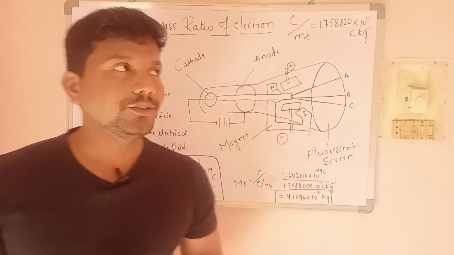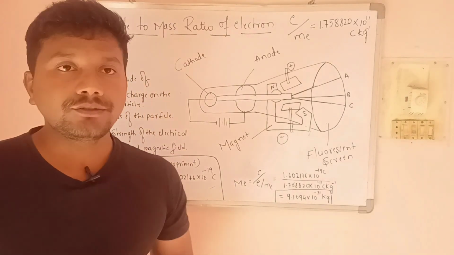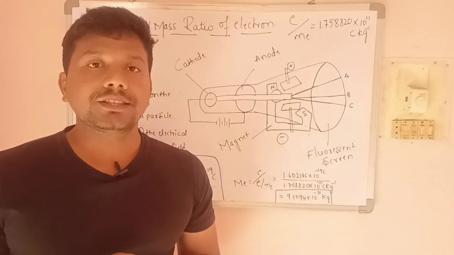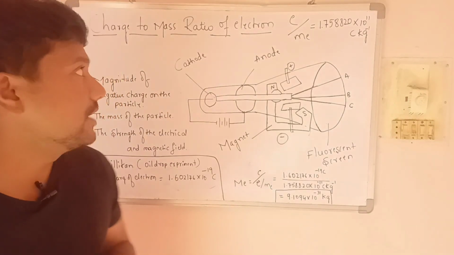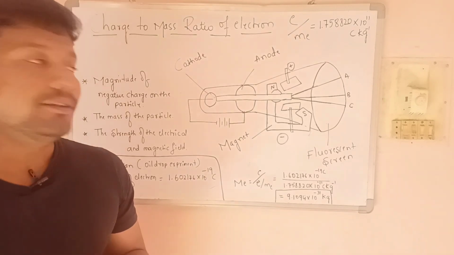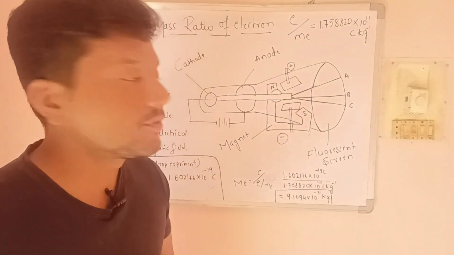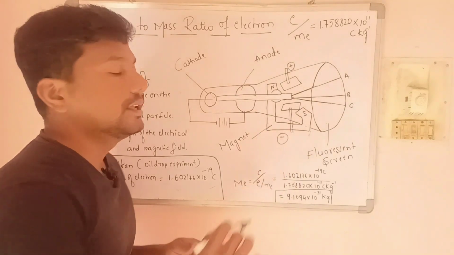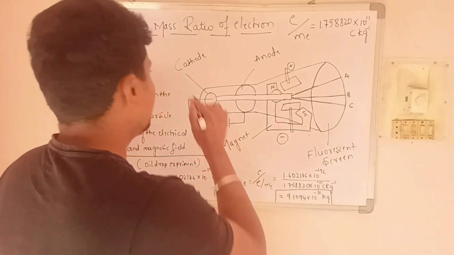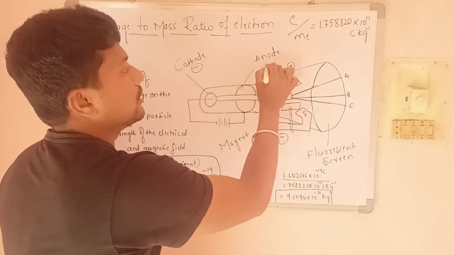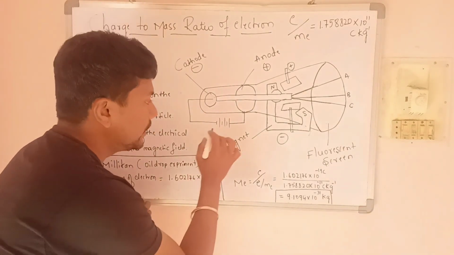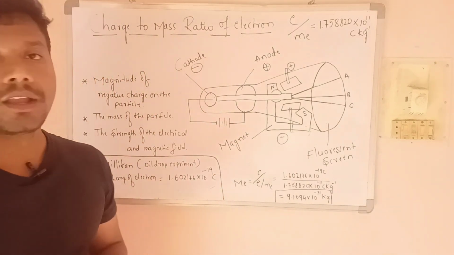In this class, we are going to discuss one of the topics called the charge to mass ratio of the electron. The scientist J.J. Thomson determined the charge to mass ratio of the electron by conducting an experiment in which he took one glass tube and placed two electrodes. One is the cathode and one is the anode. Cathode means negative charge, anode means positive charge. And he connected both electrodes to a voltage.